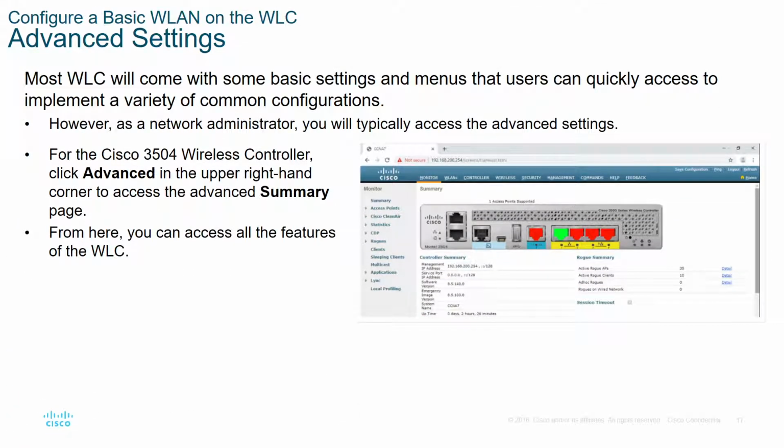Advanced settings. Most wireless LAN controllers will come with some basic settings and menus that users can quickly access to implement a variety of common configurations. However, as a network administrator, you will typically access the advanced settings. For the Cisco 3504 wireless controller, click Advanced in the upper right-hand corner to access the advanced summary page. From here, you can access all the features of the WLAN controller.